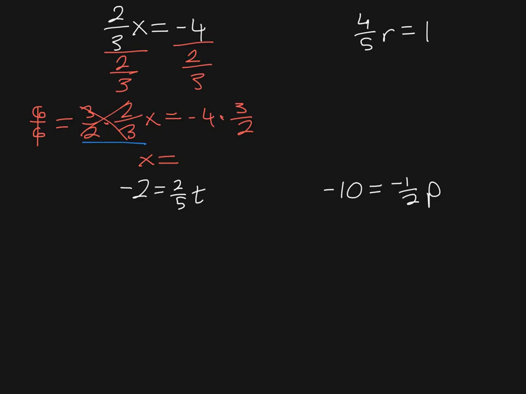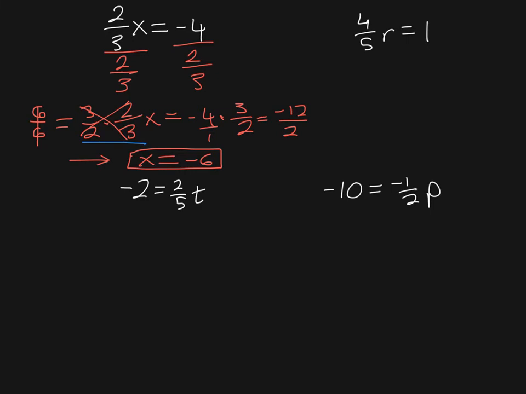Now, over here, I'm going to make that negative 4 over 1 for my multiplication purposes. Negative 4 times 3 is negative 12. 1 times 2 is 2. So I have negative 12 over 2. And I know 2 goes into negative 12 evenly. Negative 12 divided by 2 is negative 6. So my solution to my equation, 2 over 3 times x equals negative 4, is negative 6.